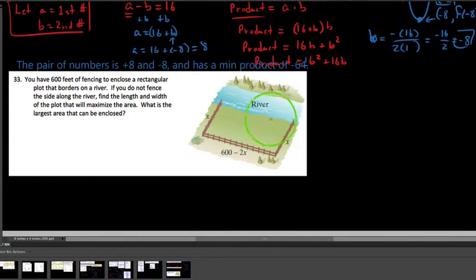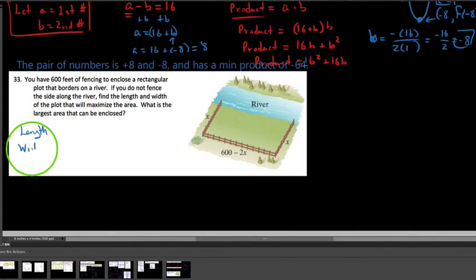It says if we do not fence this side that is along the river here, then what I want to do is find the length and the width of the plot that will maximize the area. And what is the largest area that can be enclosed? So first things first, we want to find the length and the width here.